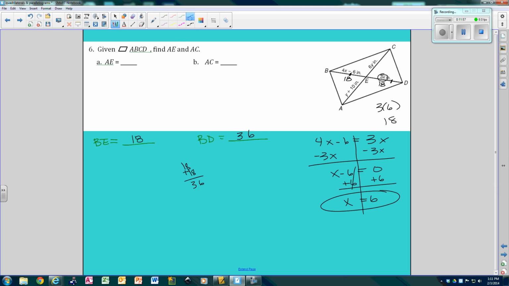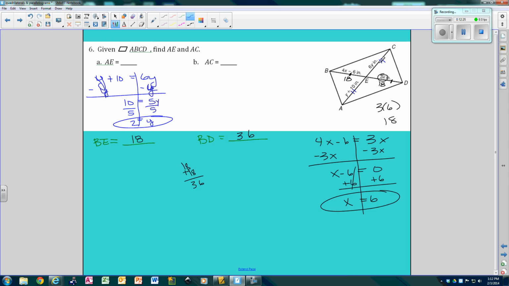Okay. Now, since they bisect each other, that also means this side is equal to this side. So now I've got y plus 10 is equal to 6y. So if I subtract the y from both sides, I get that 10 is equal to 5y. Divide by 5, and I find that y is 2.